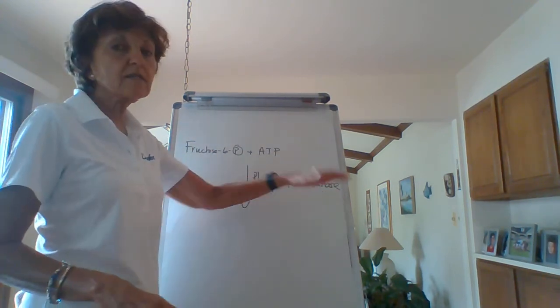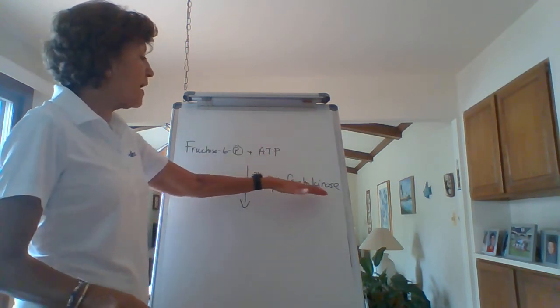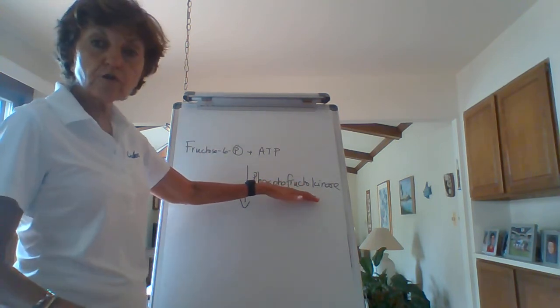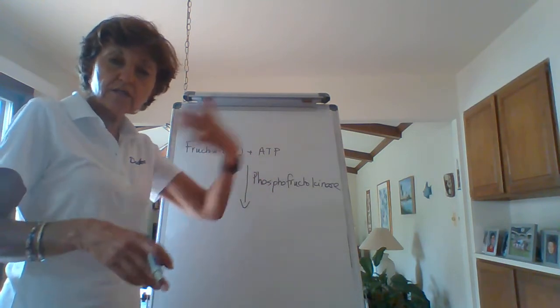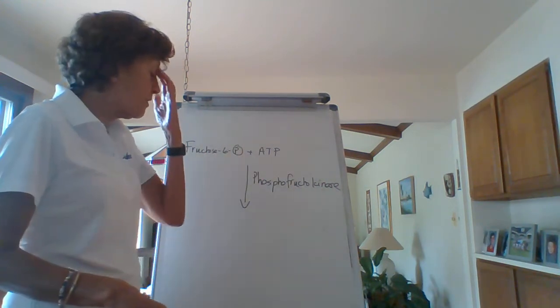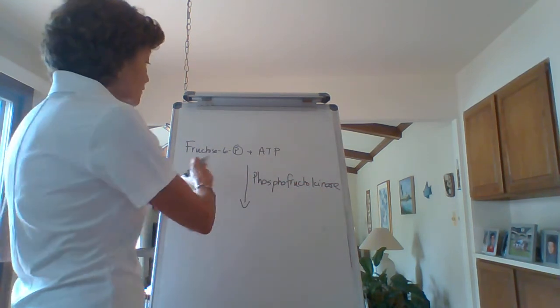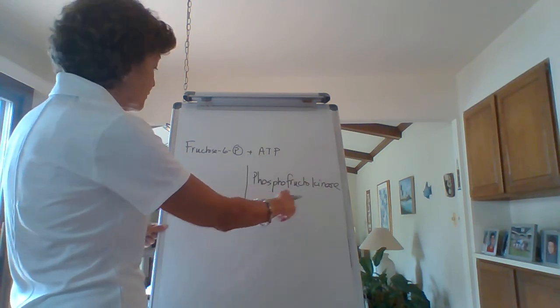Okay. Again, the name of the enzyme helps you figure out what is going on. It's a kinase. That means we're transferring a phosphate group from an ATP. And what are we transferring it to? To a phosphorylated fructose. So this process of transferring a phosphate is a phosphorylation, and the category of enzyme is the kinase. All right, so fructose 6-phosphate plus ATP. The enzyme is phosphofructokinase.